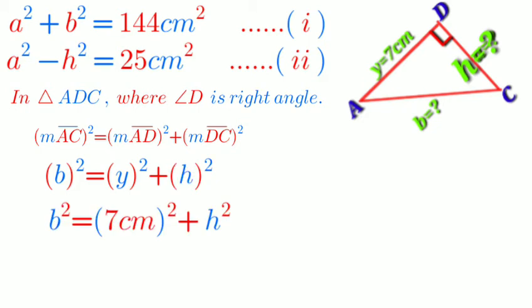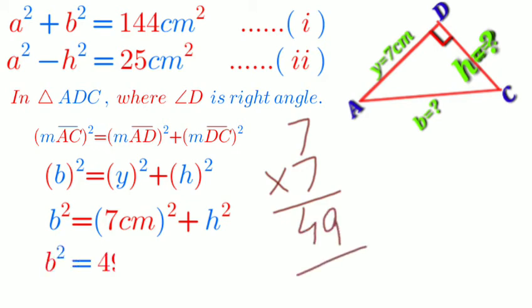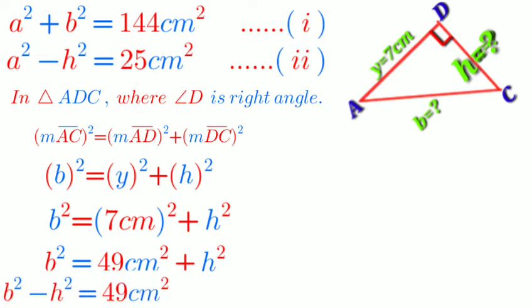By putting the value of Y, which is 7 centimeter, the square of 7 centimeter is equal to 49 square centimeter. So the equation 3 becomes B square minus H square is equal to 49 square centimeter.